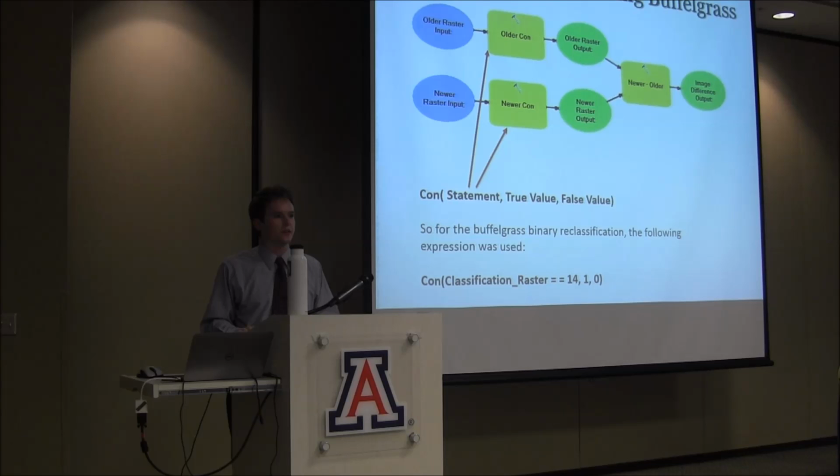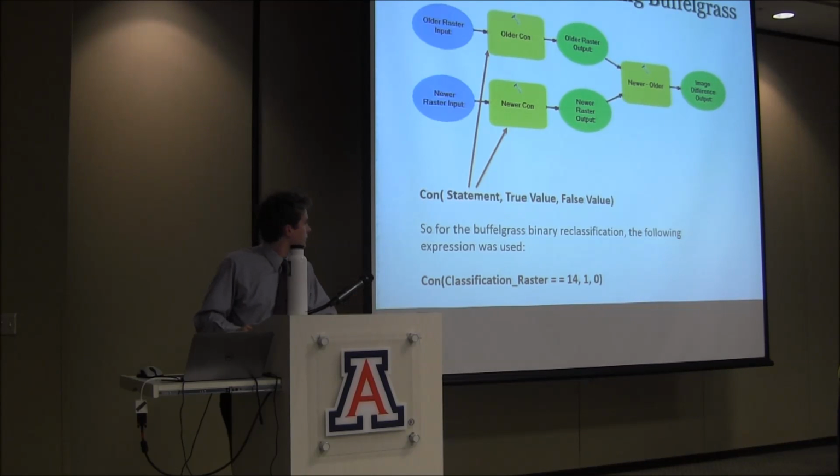To automate this process, I made a model in ArcGIS 10.1 Model Builder. A con statement was first used on each image to define every pixel representing buffelgrass, the buffelgrass class originally given a value of 14, which would then be converted to a value of 1, while every other land cover type would be given a value of 0, creating a binary reclassification. Each binary reclassification would then be subtracted from each other to visualize areas of growth, loss, and no change through sequential year sets.